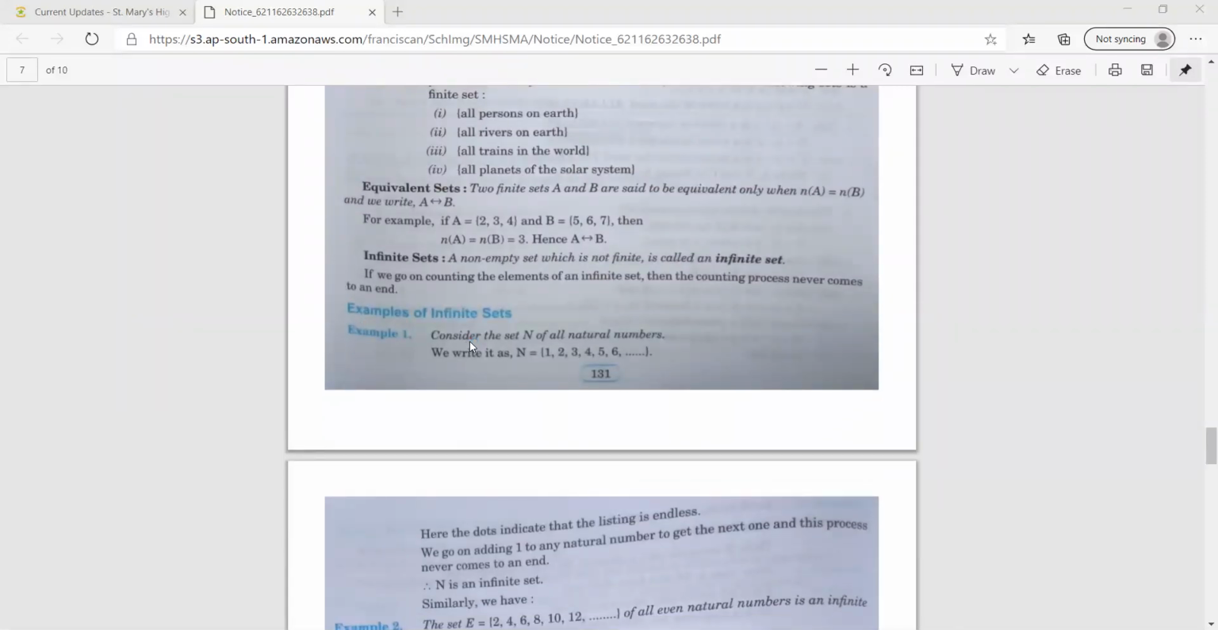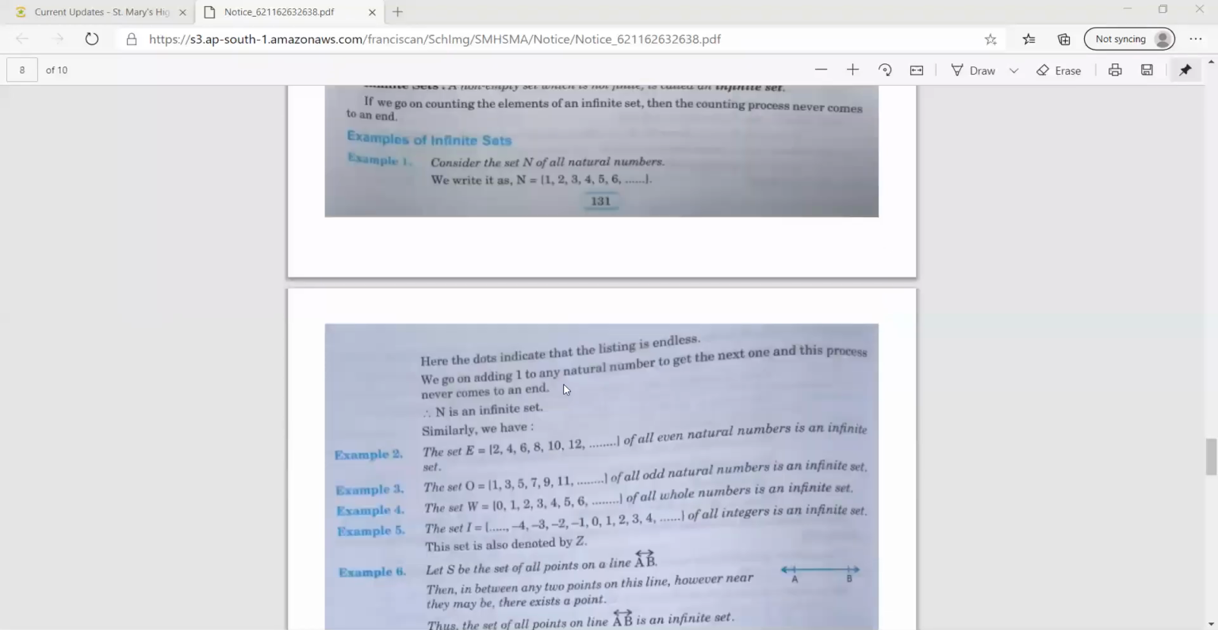Examples. Consider the set N of all natural numbers. Natural numbers are infinite. Here the dots indicate that the listing is endless. We go on adding 1 to any natural number to get the next one, and this process never comes to an end. Therefore, set N is an infinite set.